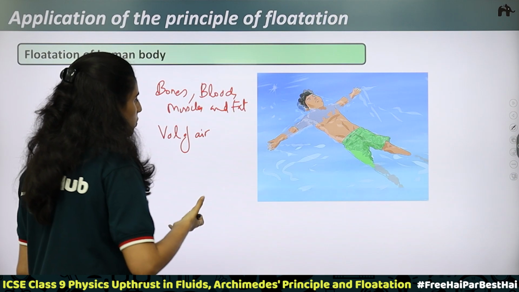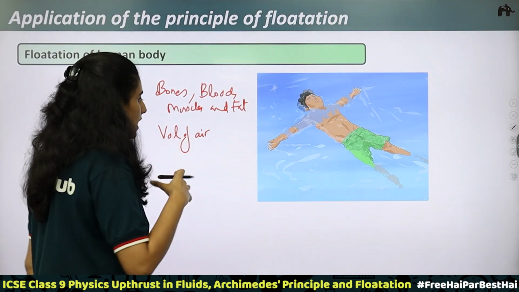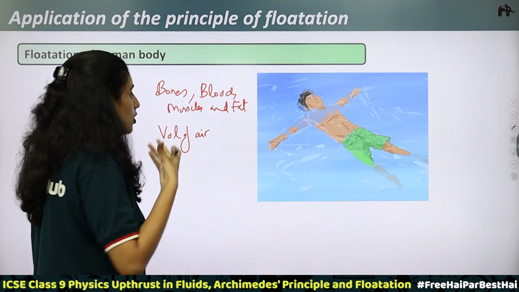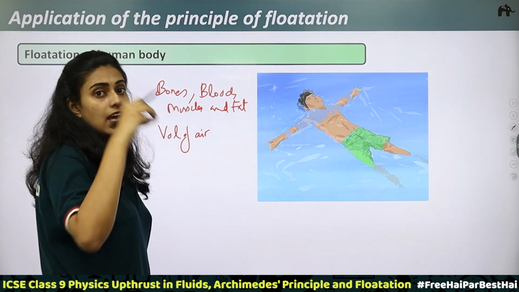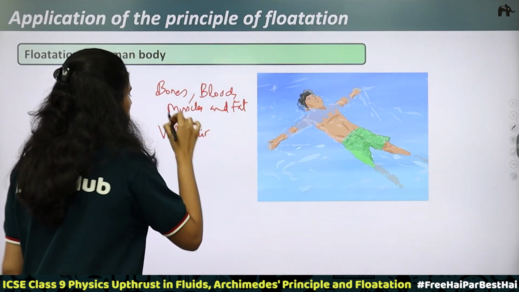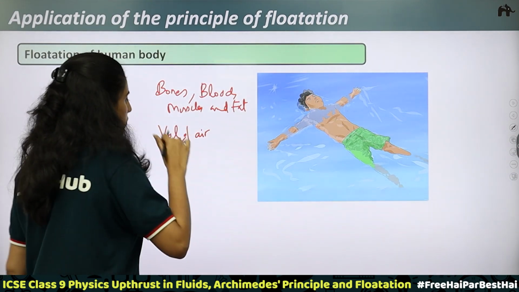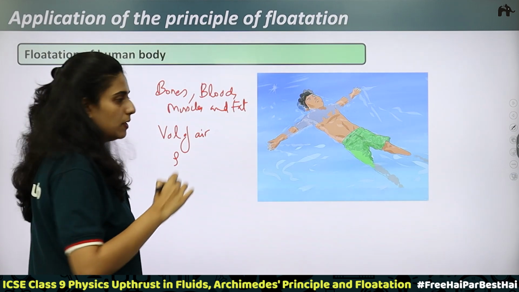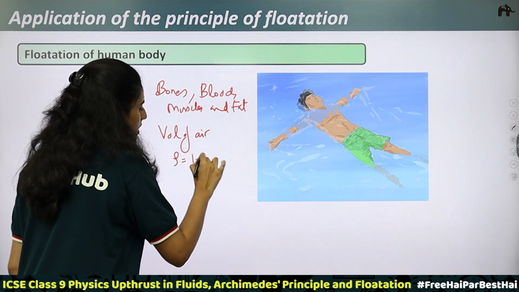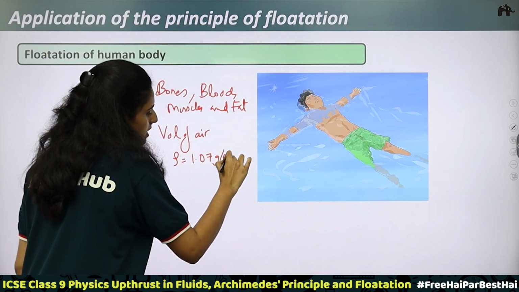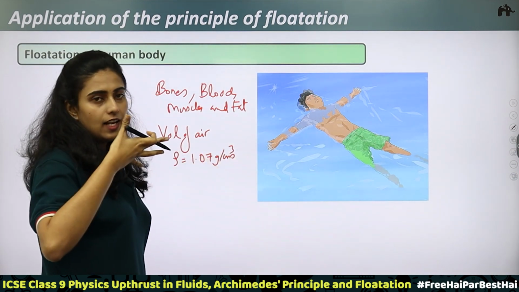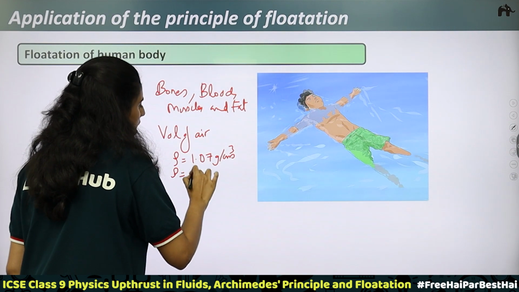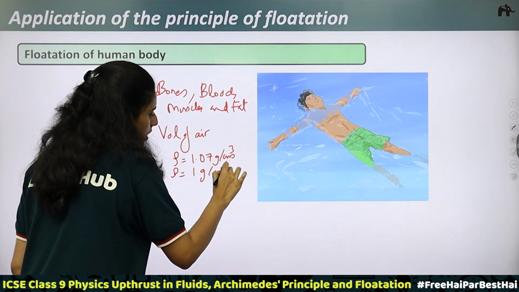So when you inhale, what is happening? When you inhale, the volume of air inside the lungs is increasing. When volume increases, what happens to density? Density decreases. Yes. So when you don't inhale, the density of the body will be equal to 1.07 gram per centimeter cube. So when you inhale, the volume is increasing, density is decreasing. Density will be 1 gram per centimeter cube.